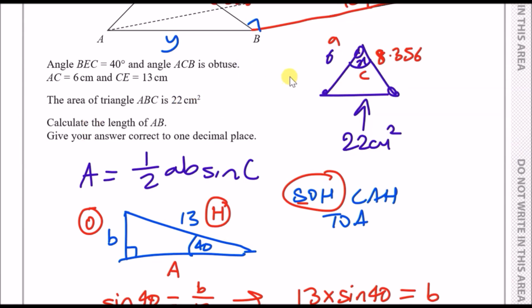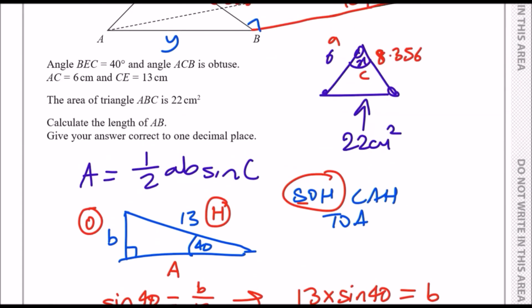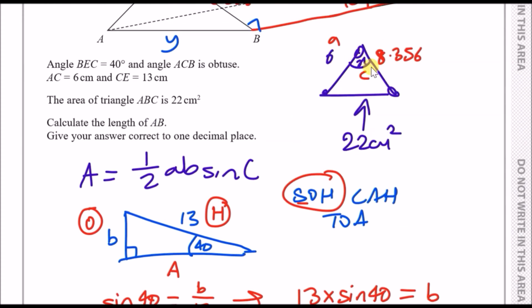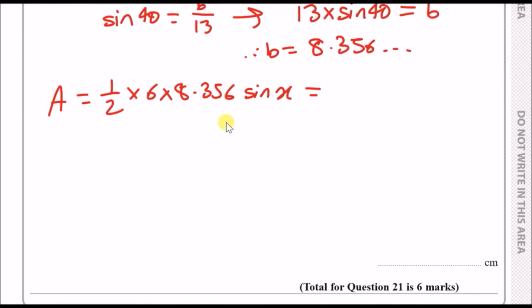is 22. So what we can do is go ahead and update these values here with numbers and make it equal to 22. So let's do it, yeah? We know that the area of a triangle is half ab sine C. So it's going to be half times, well, our a and b in this case would be 6 and 8.356. So it would be times 6 times 8.356. We don't know what the angle is yet. That's what we're trying to find. So we're going to just leave it as sine X. And it's supposed to equal an area of 22.